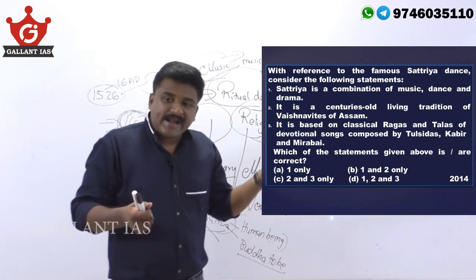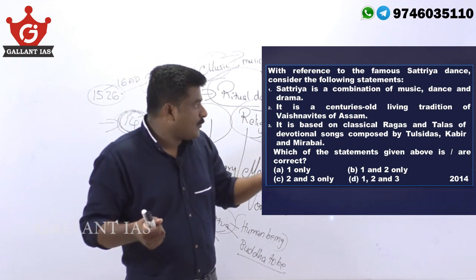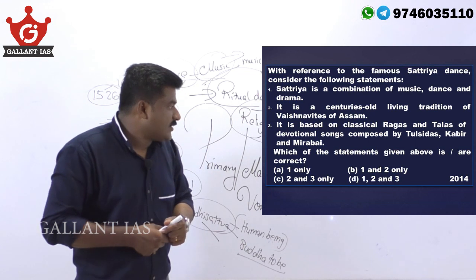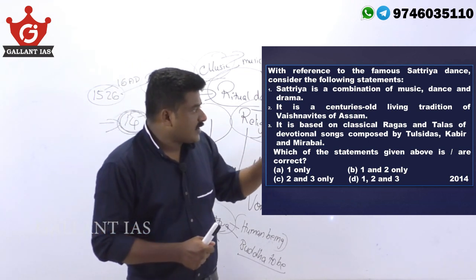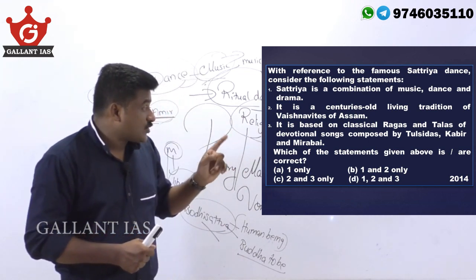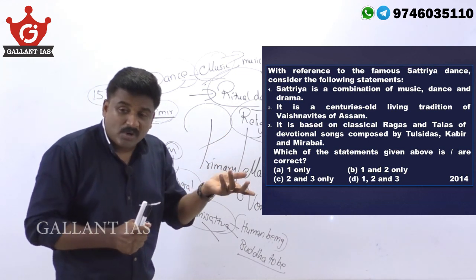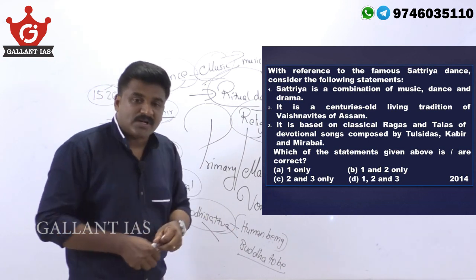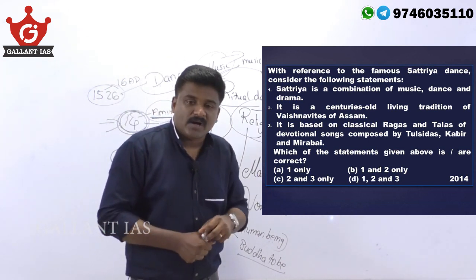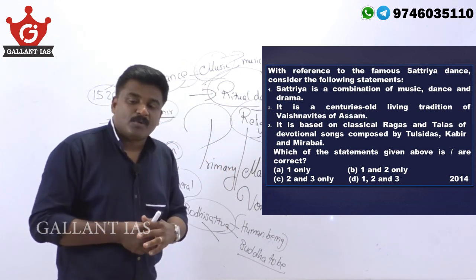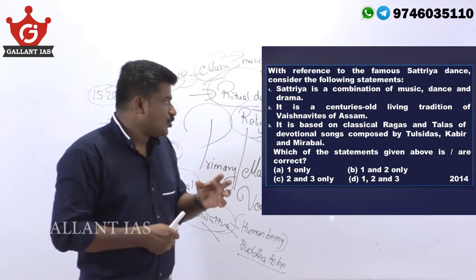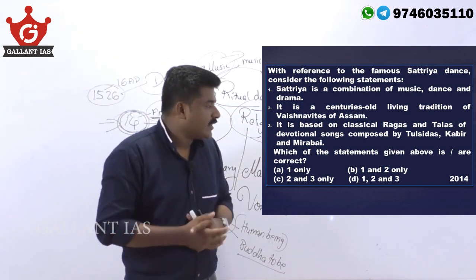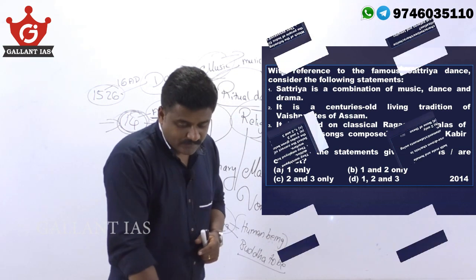With this logic, you can answer this statement. This is a music, dance, drama combination. This belongs to the Indian state of Assam. Based on classical ragas, thalas of devotional song composed by Tulsidas, Kabir, Mirabai. Actually, they belong to other states of India, and they belong to other centuries also. Okay, this belongs to Assam. And this was introduced by Mahapurusha Shankaradeva as part of the promotion of the Bhakti cult. Okay, so the Vaishnava Bhakti cult. So here your answer will be, definitely, 1 and 2 only.